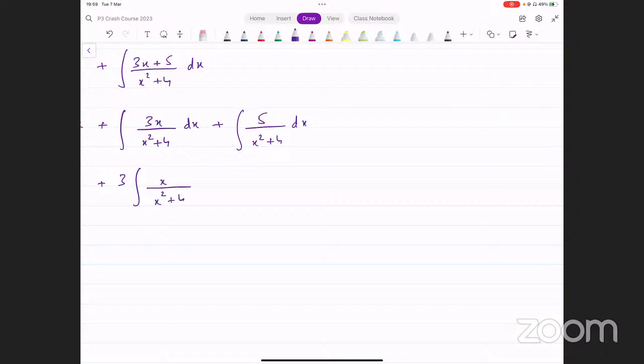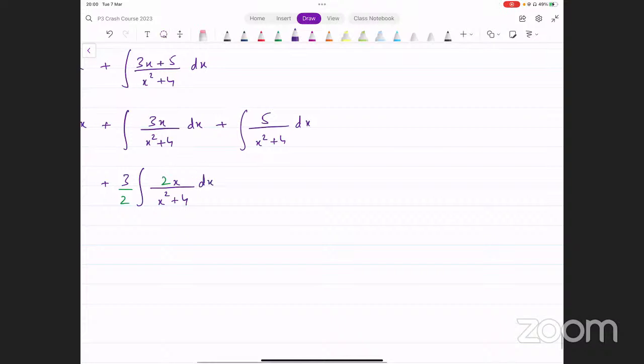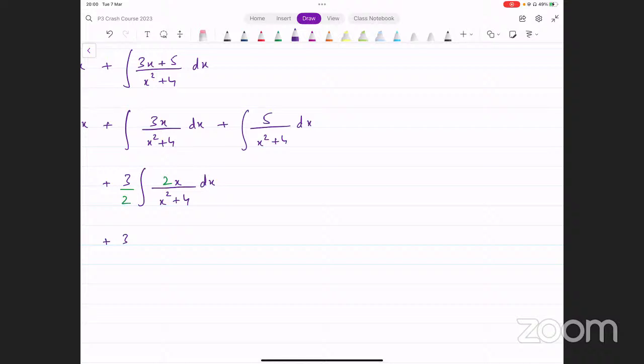Inside, we would have x squared plus 4. Now, what do we want in the numerator? We want 2x in the numerator. That's the derivative of x squared. The derivative of x squared is 2x. So we want 2x in the numerator. What we can do is write 2 here in the numerator. But to balance that, we also have to divide by 2 outside. So we multiply by 2 inside and divide by 2 outside to balance that. And now inside the integral, we have the log form. So this could be integrated like this. We could say this is 3 over 2 into ln of x squared plus 4. So we've integrated this part as well.